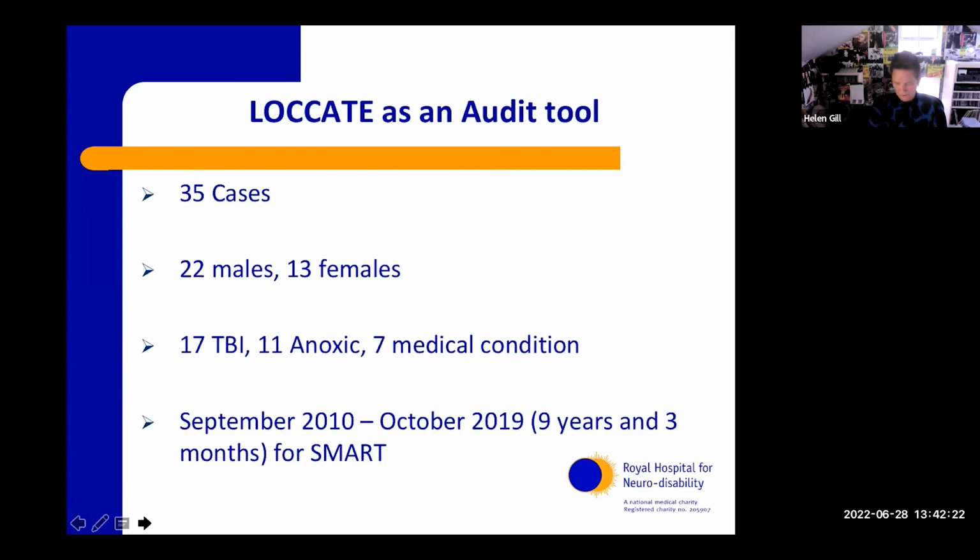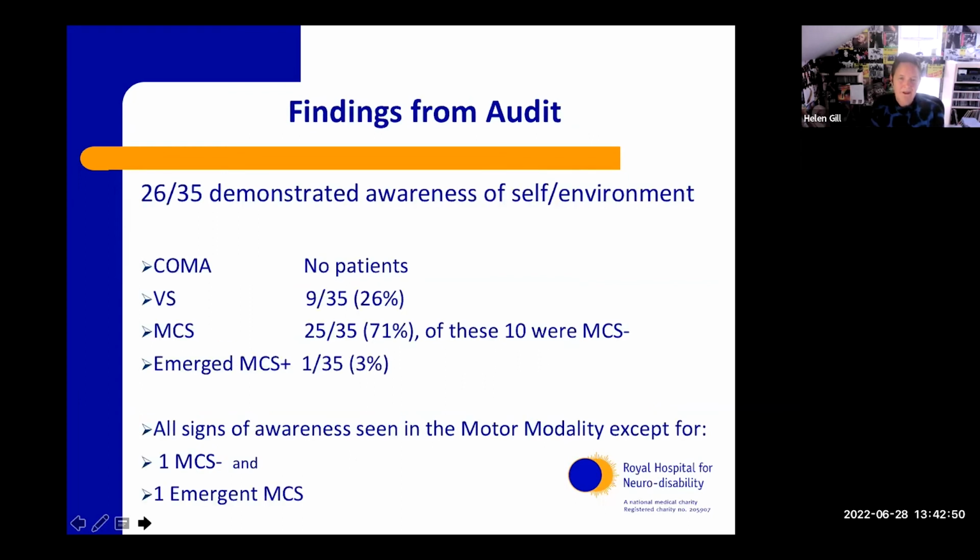Just as a finishing off here, LOCCATE, we use it as an audit tool. We used 35 cases to explore the results. 22 were male, 13 female, and you can see 17 traumatic brain injury, 11 anoxic, and 7 had medical conditions. It was conducted between September 2010 and October 2019, and they'd all had SMART assessments.